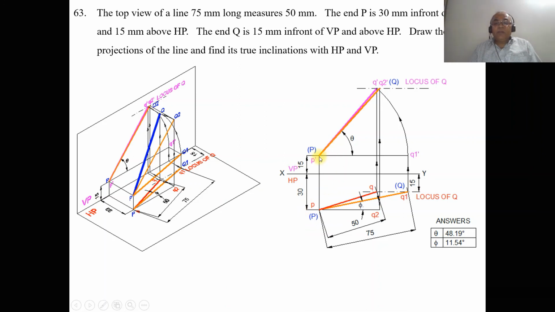Then using the protractor with P dash as center, measure the angle of the true length, which is theta, the true inclination with respect to HP, which will be 48 degrees when you are doing it manually. When you are doing it in computer, it will be 48.19. Similarly, with P as center, using the protractor, you measure the angle of true inclination with respect to VP, which is phi, equal to 12 degrees when doing it manually. In computer, it is 11.54. Show all other dimensions. This is how you will be able to solve this problem using the sketchbook. Thank you.